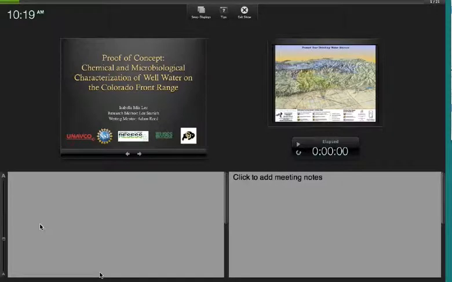with my mentors Lee Spanish and Adam Reed, who's my writing mentor. And we studied the characterization of well water, or the chemical and microbial characterization of well water in the Colorado range. And this is just a frame. This is more of a proof of concept project.